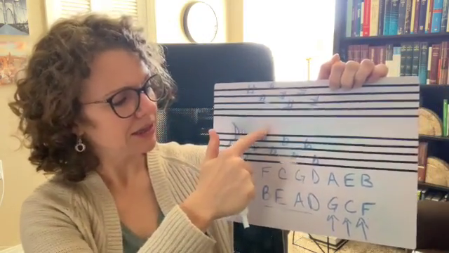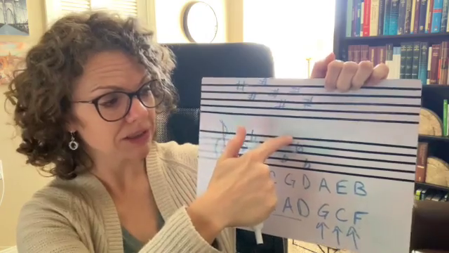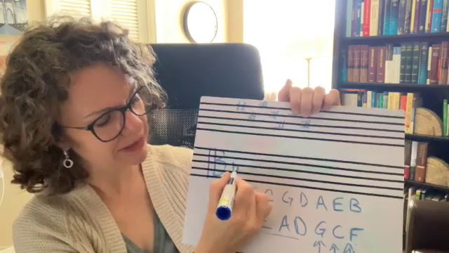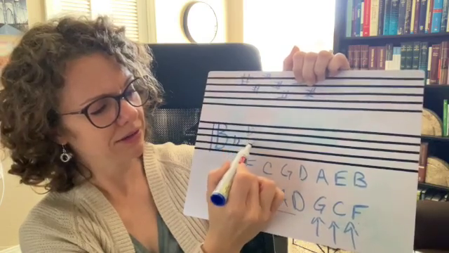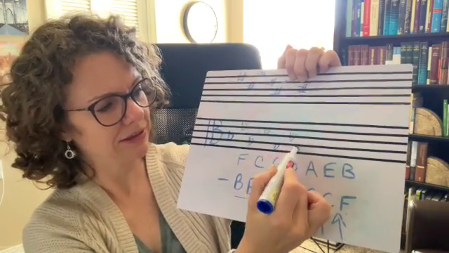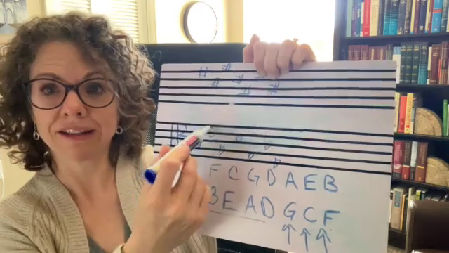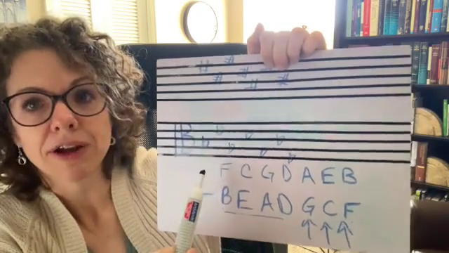So B, E, go back down. A, go up. D, go down. G, go up. C, F, go down. Okay, for alto clef, yours starts right here on this middle B, right below middle C. B, E, A, D, G, C, F. So notice yours goes high, low, high, low. It does the same thing. B, E, A, D, G, C, F for alto clef.